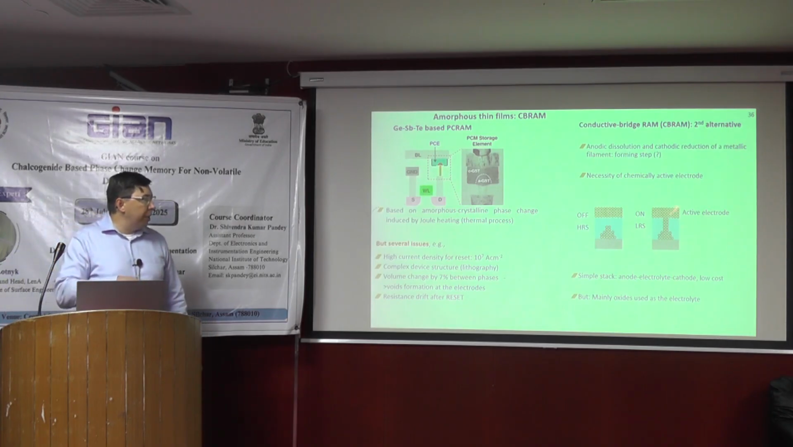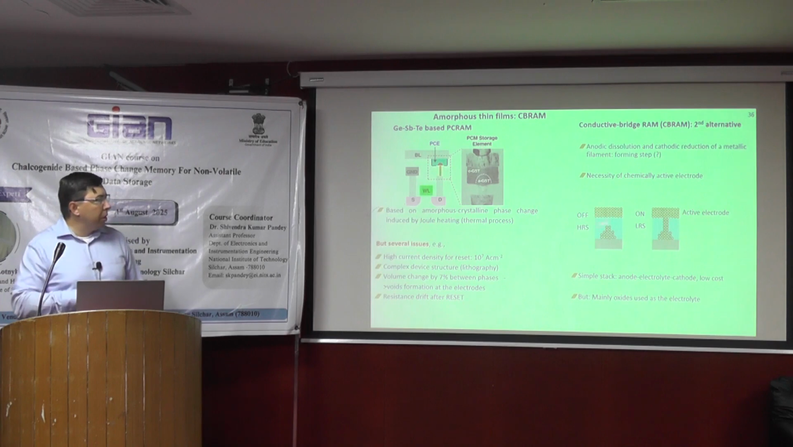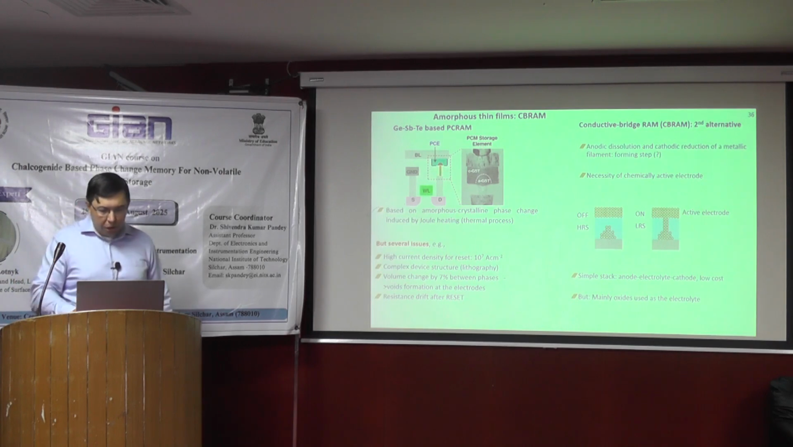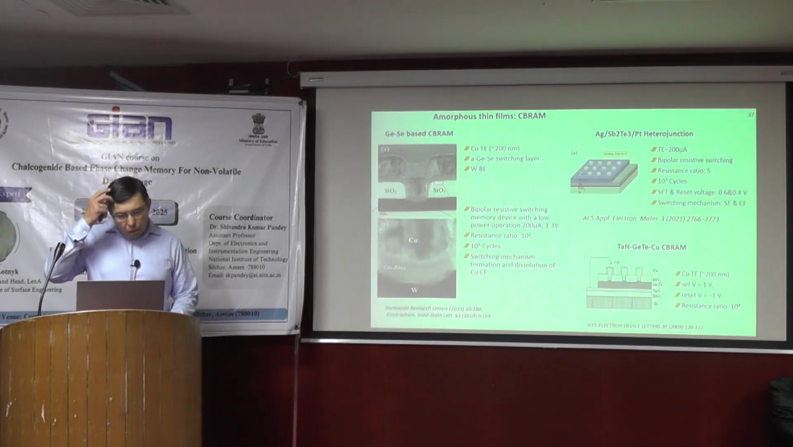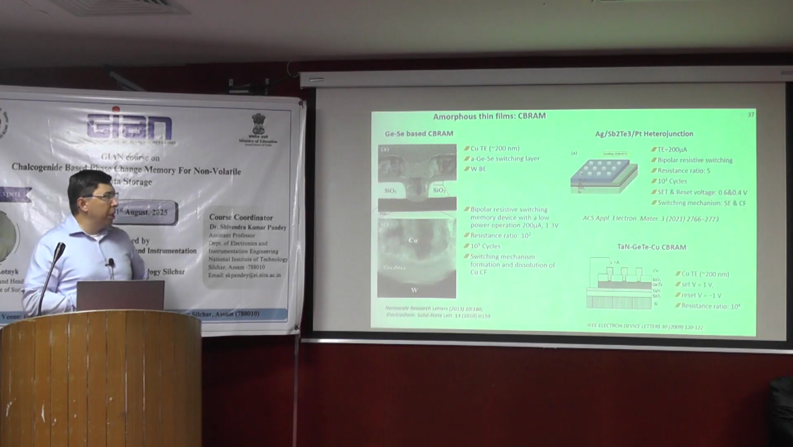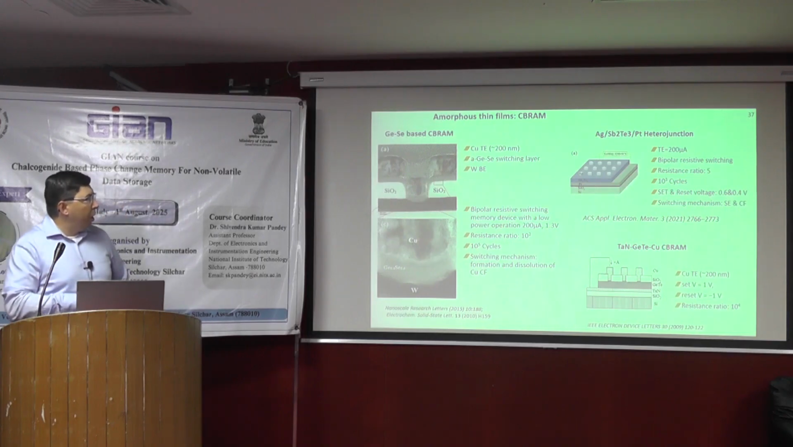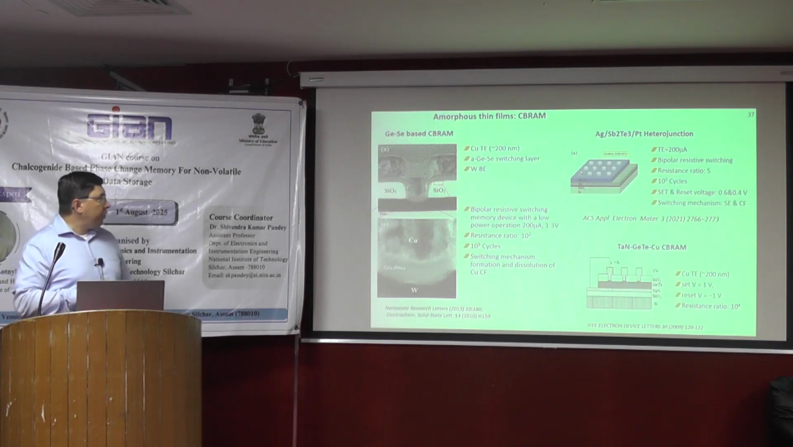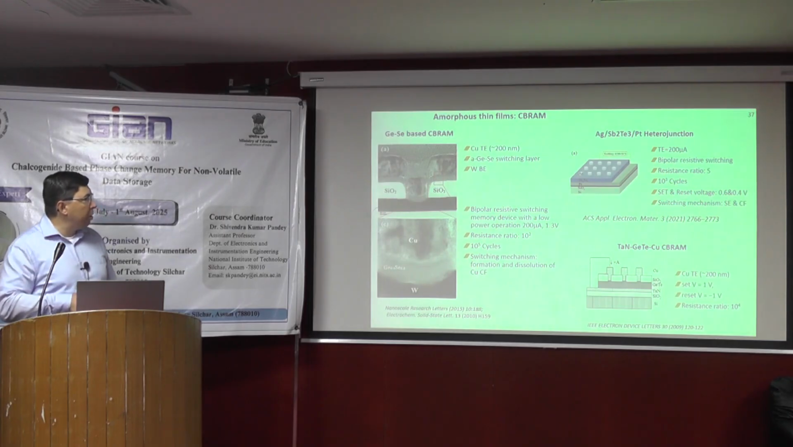This is a very simple structure, and it can be realized in many laboratories. There are also some prototypes, some devices made of such CBRAMs. One is based on a copper top electrode. This is the germanium selenide switching layer. So you see here copper, germanium selenide, and a tungsten electrode.